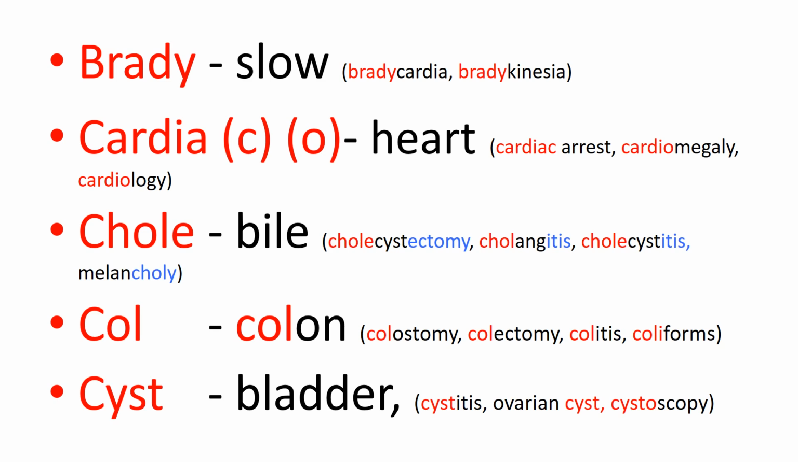The prefix cyst. A cyst is a fluid-filled space. And we normally use it as a prefix to mean bladder. So we've already noted that you can have a cholecystitis. Cyst in that case is bladder, but chole is the gallbladder. But when we use cyst just on its own, we usually mean the urinary bladder. So cystitis is inflammation of the urinary bladder.